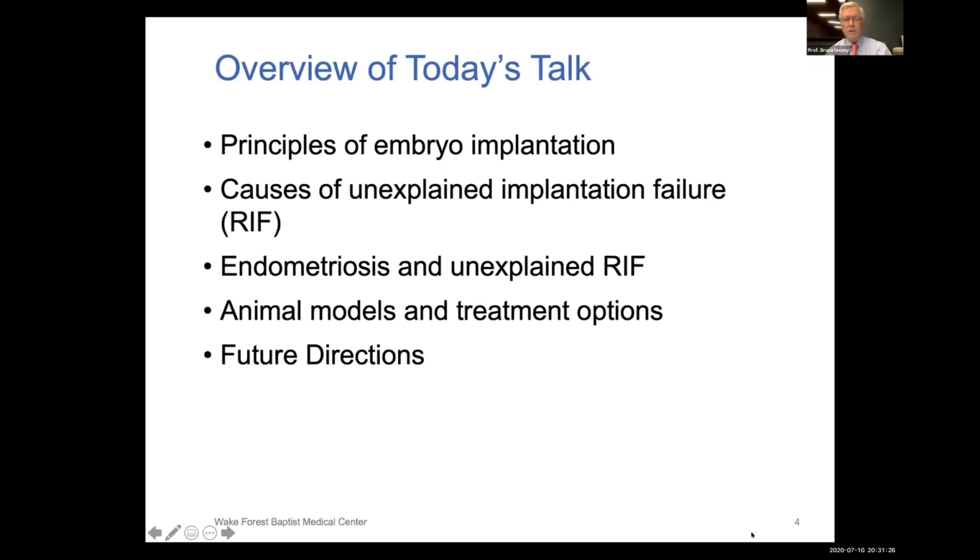And I will talk about some principles of embryo implantation, causes of unexplained implantation failure that, for purposes of today's lecture, mostly relate to endometriosis, and discuss some exciting animal model experiments that we're doing that I think we can take on to human trials in the near future, and some future directions that pertain.